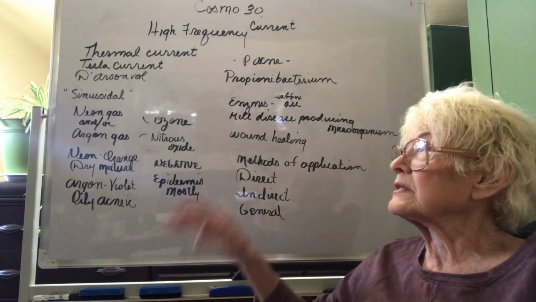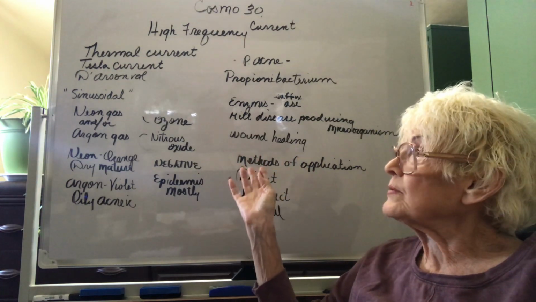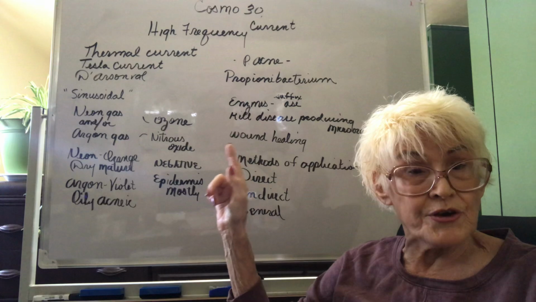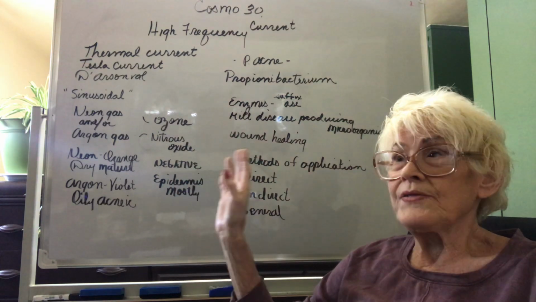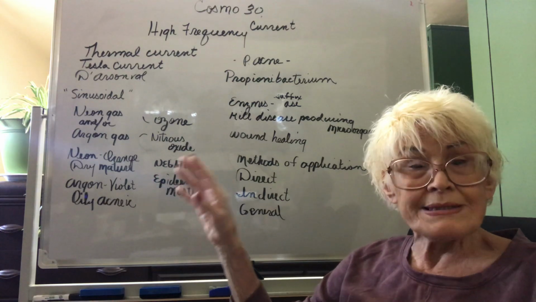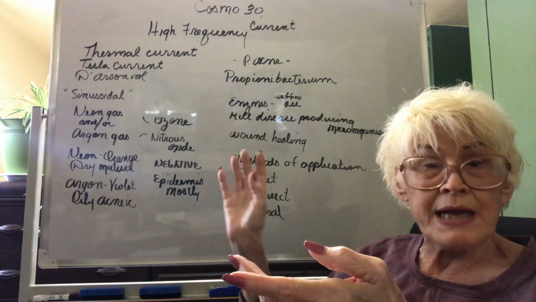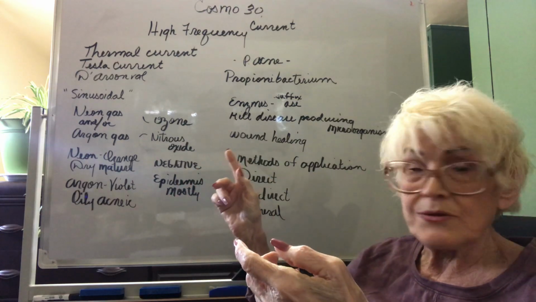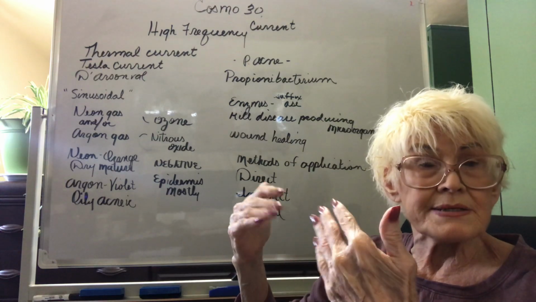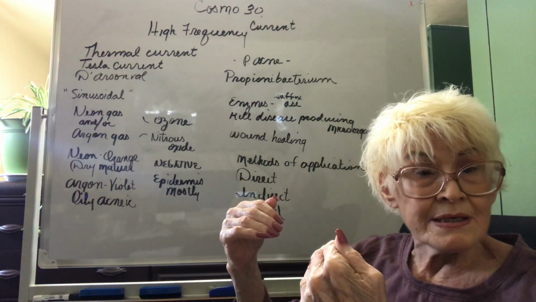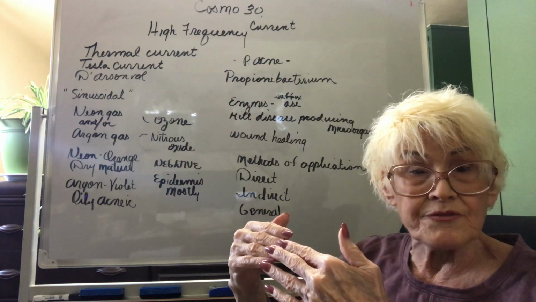In this video, we're going to be discussing the high-frequency current. The high-frequency current is referred to as the thermal current because it produces heat. The galvanic current, remember, was a chemical current because it produced either an acid or an alkaline effect, and the sinusoidal and faradic currents are mechanical because they cause muscular contractions. And remember, as such, we're not allowed to use them in California.